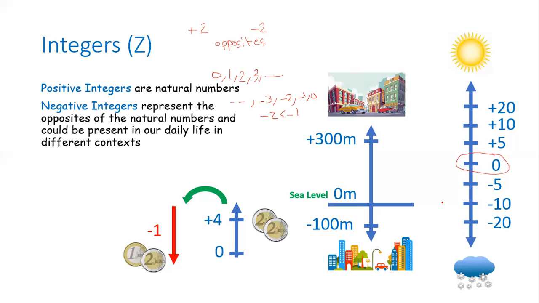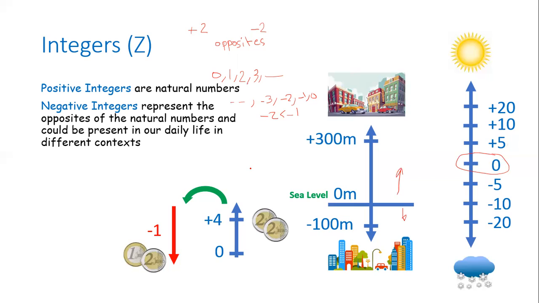In other contexts, we might find it, for example, if we are measuring the location or the altitude of cities relative to the sea level. So if we consider the sea level as a starting point, we might find some cities are located at a distance above sea level, whereas other cities are located at a distance below sea level. In our case here, this city is located 300 meters above the sea level. However, this city here is located minus 100 meters below the sea level.